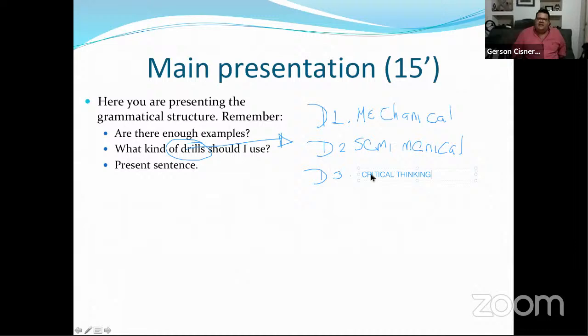Always in our life, in order to remember something or to learn something, you need to repeat, then repeat, repeat, repeat, and then practice, and then practice more. That is drill one, drill two, drill three. Yes, I'll give you an example.